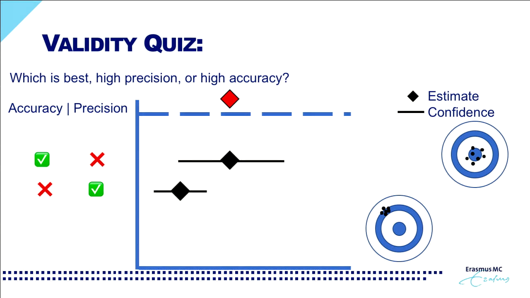So just a quick quiz. If you had to choose between having high accuracy or having high precision, I'm wondering what you might choose.